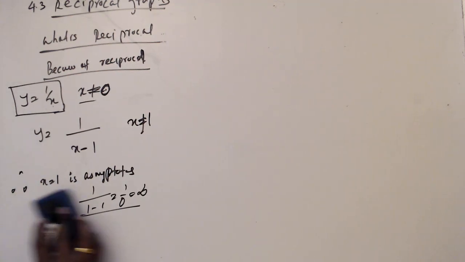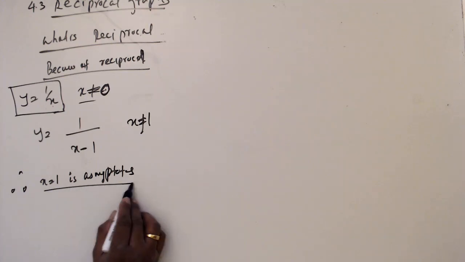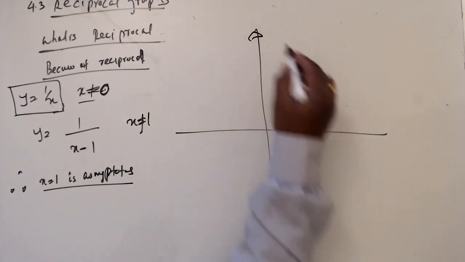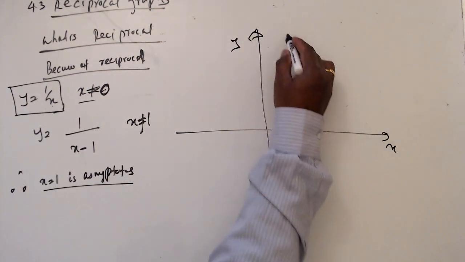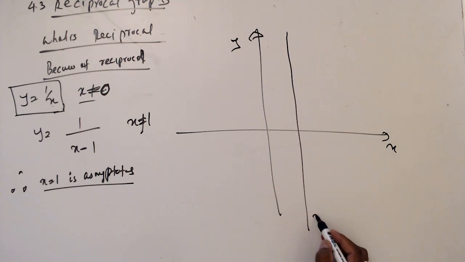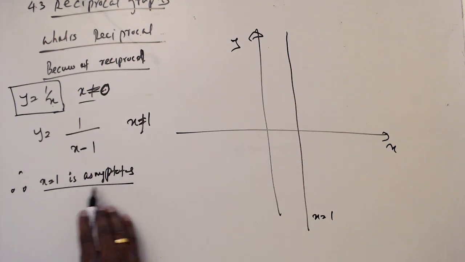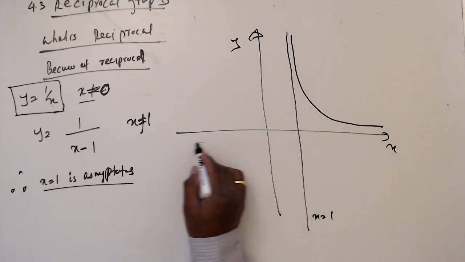In other words, you will never ever reach it. This is the y-axis, this is the x-axis, and this is the x equals 1 line. You will never ever reach x equals 1. So the graph is going to be this kind of graph.